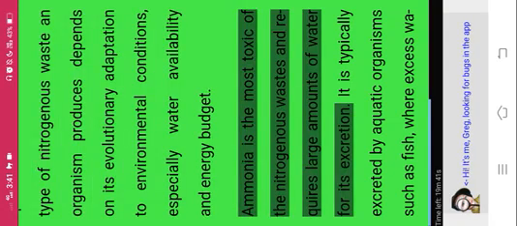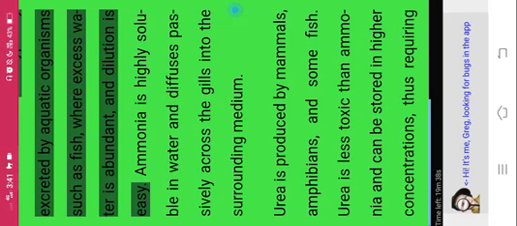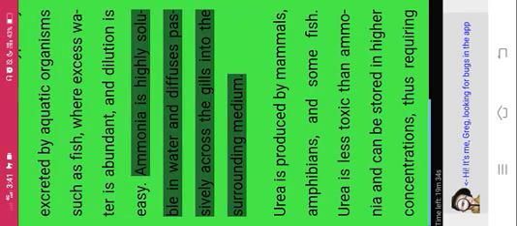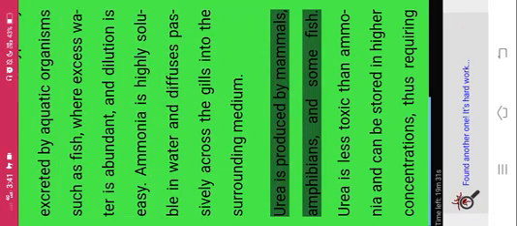Ammonia is the most toxic of the nitrogenous wastes and requires large amounts of water for its excretion. It is typically excreted by aquatic organisms such as fish, where excess water is abundant and dilution is easy. Ammonia is highly soluble in water and diffuses passively across the gills into the surrounding medium. Urea is produced by mammals, amphibians, and some fish.